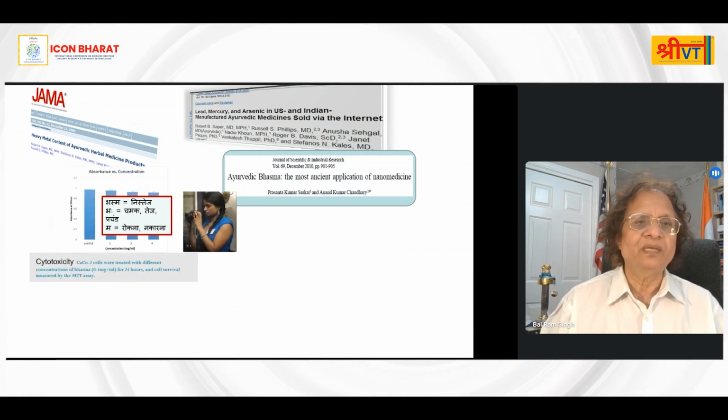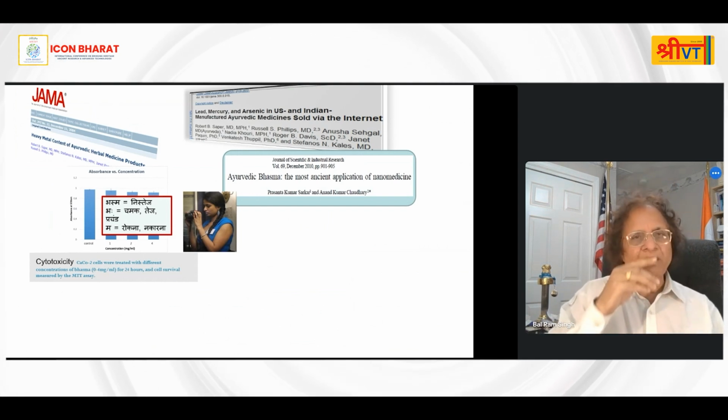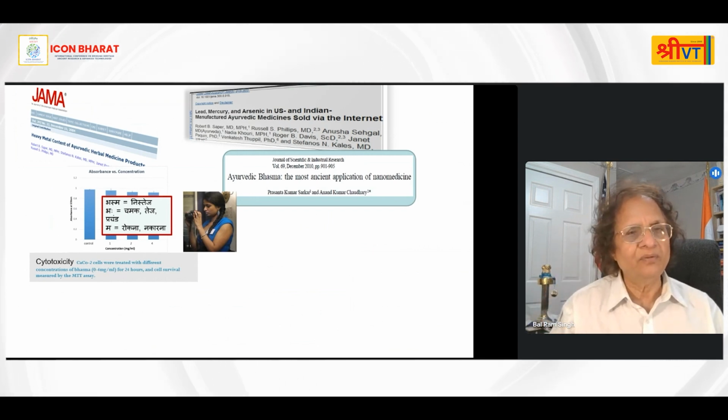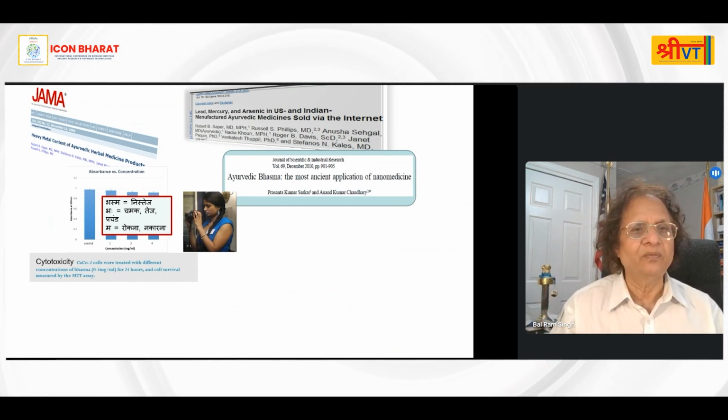So we did some research. I had a student who did her PhD in this field. We looked at cytotoxicity. We just used regular nanoparticles from silver, and that was very toxic. But when we used nanoparticles that were bhasma, they were not toxic at all, as you can see.